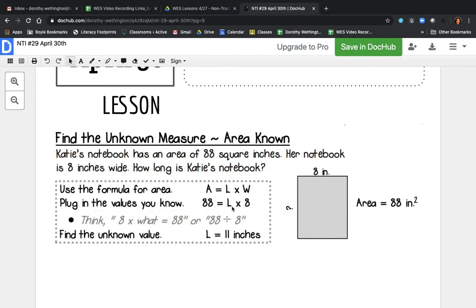88 equals length times 8. Think 8 times what equals 88, or 88 divided by 8. Find the unknown value. The length is 11 inches.